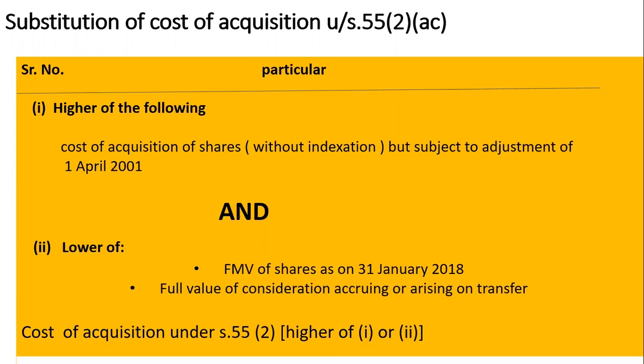Now, the sale price and the 31st January 2018 price, whichever is lower, will be considered. Either of these two: in column 1, the higher of A and B; in column 2, the lower of A and B. Then the cost would be the higher of 1 or 2. So there would be different valuation for bonus shares and different valuation for original shares. 200 rupees shares and 350 shares, all will be different.